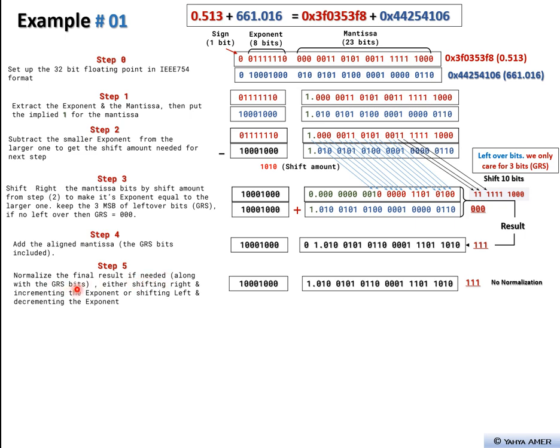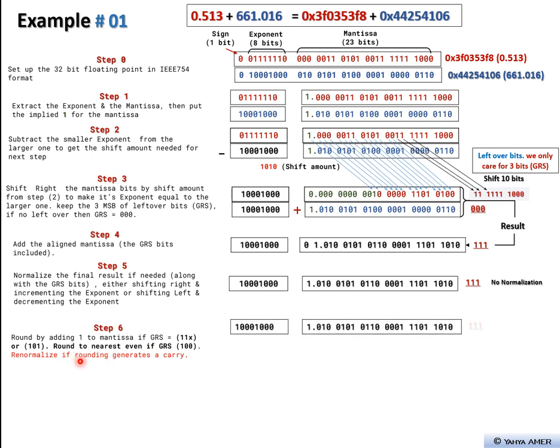Along with the GRS bits, this is important, we're going to see this in another example, either by shifting right and incrementing the exponent, as in this case, when we shifted right, we incremented the exponent, or shifting left and decrementing the exponent. We're going to see this in much more detail in other examples. In this case, we do not have any normalization because the point here is next to the leading one. So we are all set. Okay, now this value we ignore, and we are now ready to go to the rounding step. Rounding has rules.